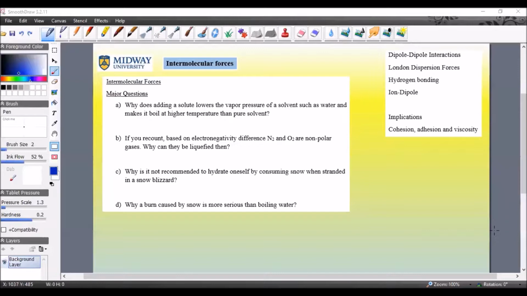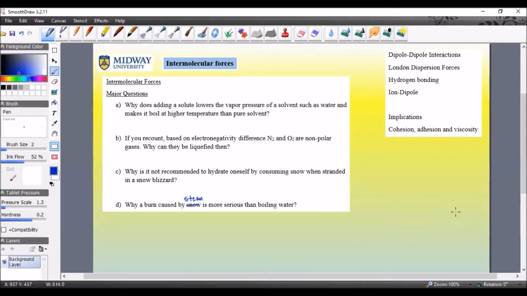And why is it not recommended to hydrate oneself by consuming snow when stranded in a snow blizzard? Why does a burn caused by, it should be steam, not snow. I don't think snow can cause any burns. Why is a burn caused by steam more serious than one caused by boiling water? So hopefully you'll find some answers to these questions as we move forward with the topic on intermolecular forces.